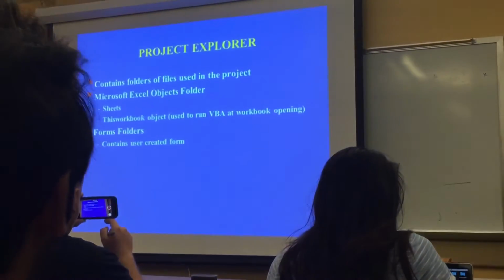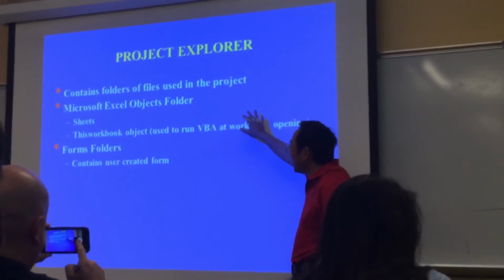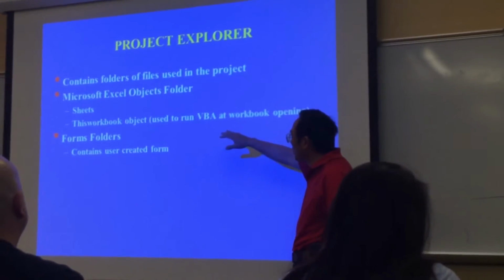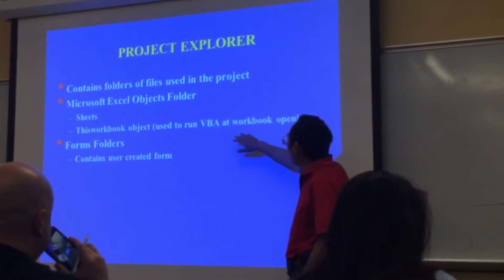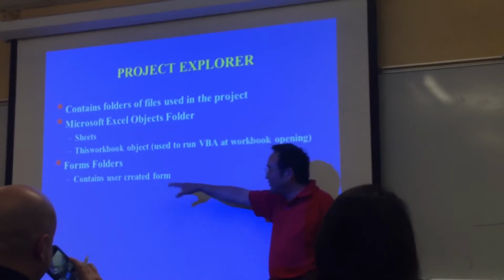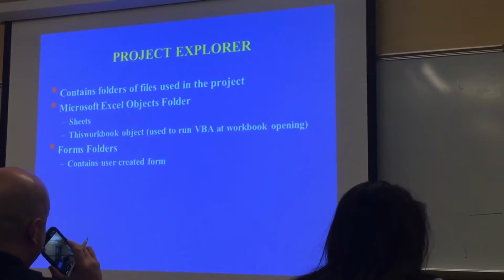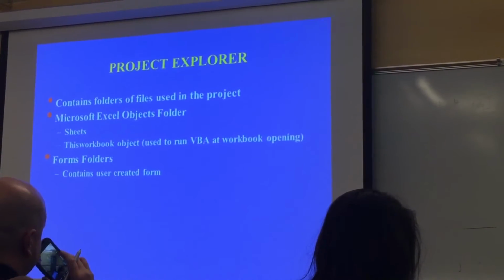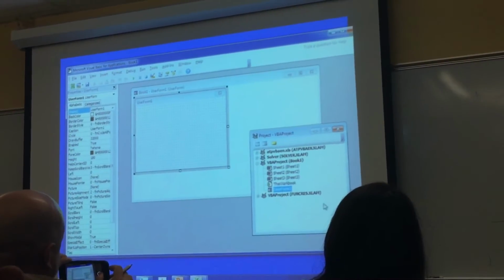The Project Explorer, the thing on the right-hand side, contains a list of files used in the project, and you'll see the sheets and also this workbook object. We're going to use this to control how the program works when the workbook opens. Then there's the forms folder, where all the forms that you create, which are windows, I guess is the programming name, are going to appear.